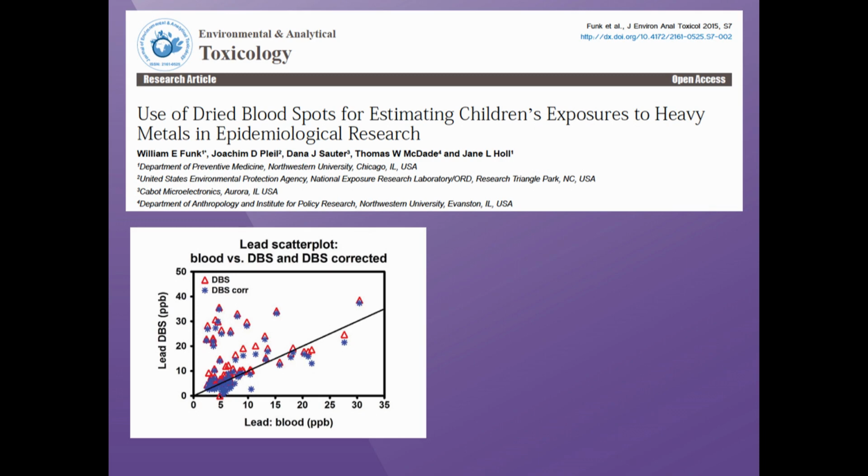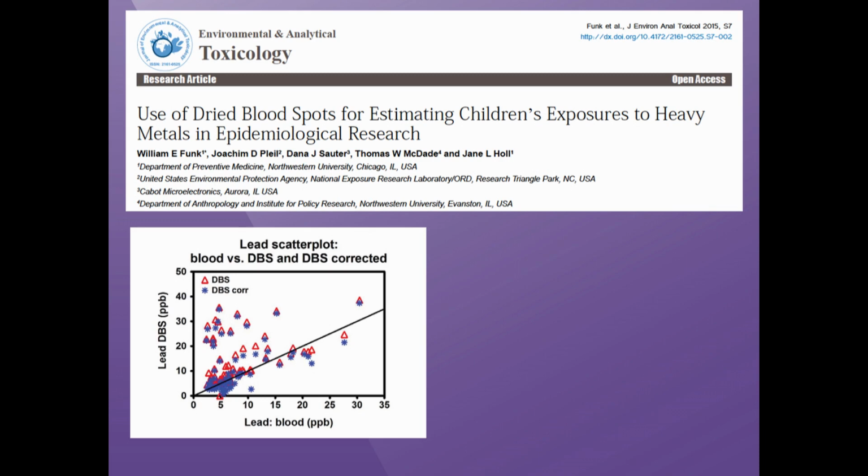And we looked at the concentrations of lead in the blood spot versus the venous blood draw. You can see the correlations are really poor with the red little triangles when you're looking at the blood spot versus the whole blood. We tried to do a correction where you take a background subtraction of the filter paper next to the blood, and that's what you see in blue, and you also see really poor correlation there.